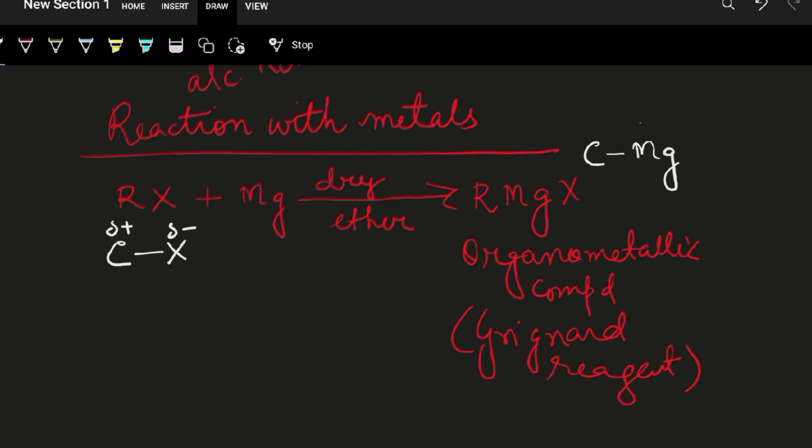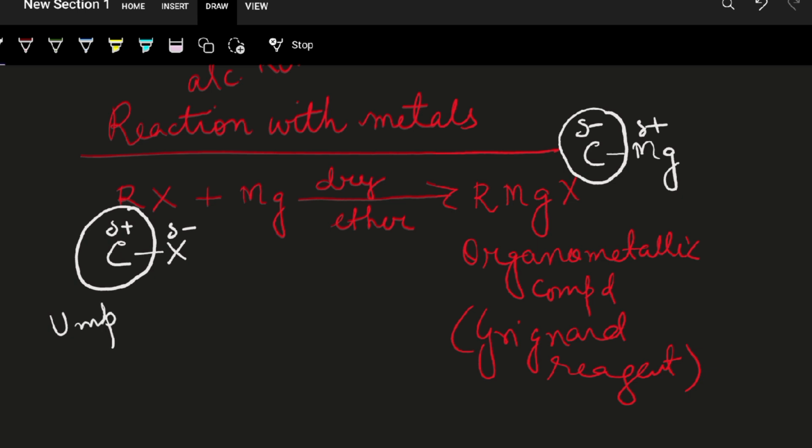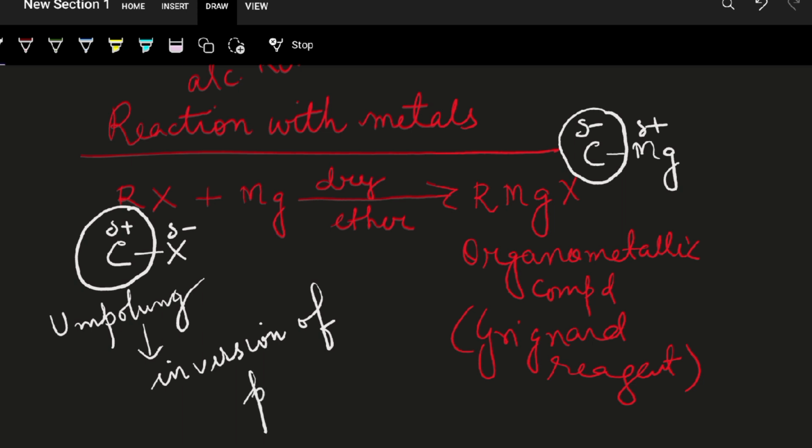electropositive, this magnesium has a delta positive charge and the carbon end has a delta negative charge. So here we can visualize a change or inversion in the polarity of the carbon. And this phenomenon is known as umpolung. It's known as umpolung. Now, what is that? It is inversion of polarity over carbon. Inversion of polarity over carbon is known as umpolung here.